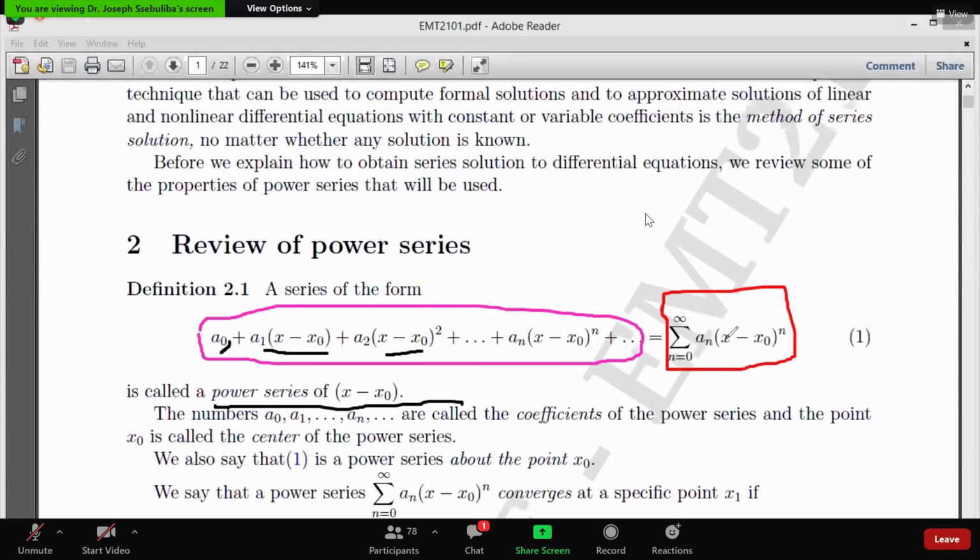Why a power series? You can see the x minus x0 is to the power n, so this can keep growing and growing and growing. And the behavior of this, if you incorporate what we call limit theory, will of course be driven by the behavior or the properties of the problem you are trying to solve. So we are saying the numbers a0 up to an are coefficients of the powers, and the point x0 is what we call the center of the power series. This is the key here.